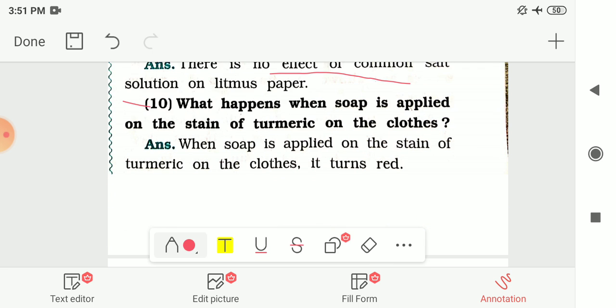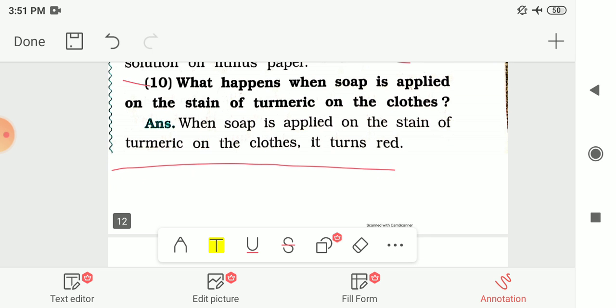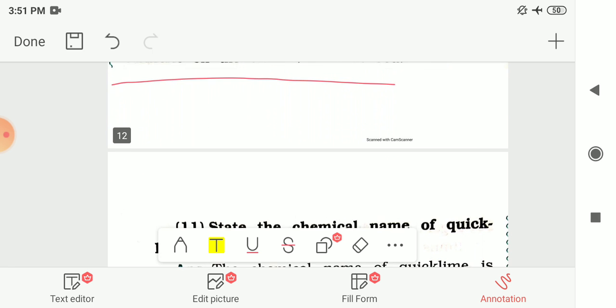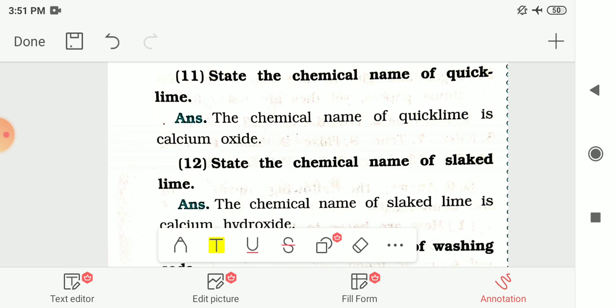Next, 10th number. What happens when soap is applied on the stain of turmeric on the clothes? When soap is applied on the stain of the turmeric clothes, it will turn into red. As we had seen, the turmeric is the natural indicator, so it will show the soap solution affect this turmeric stain, and it will turn into red.